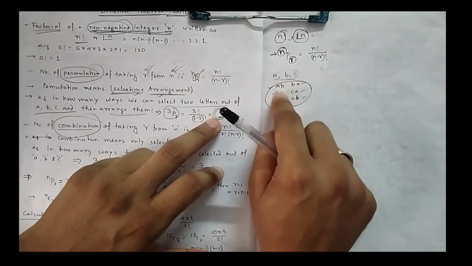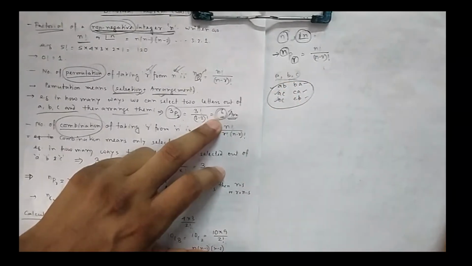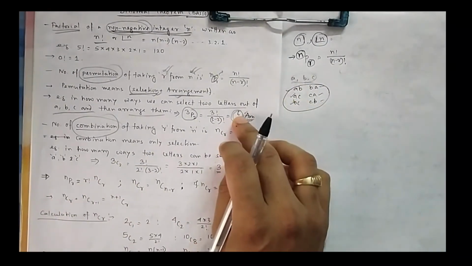Any student can give any of these 6 answers. Out of these 6 you can give any one. So there are 6 different ways to do this permutation.